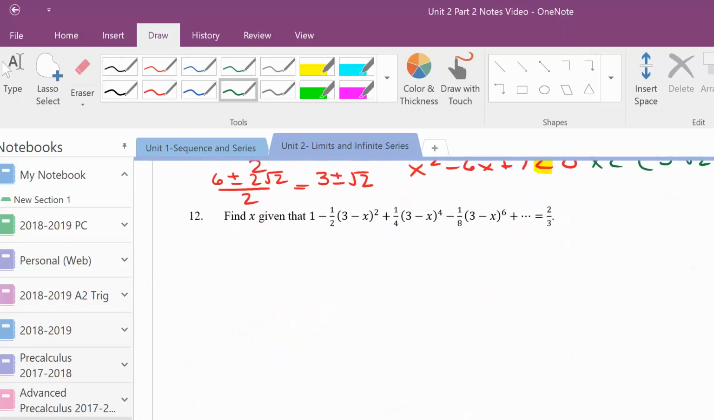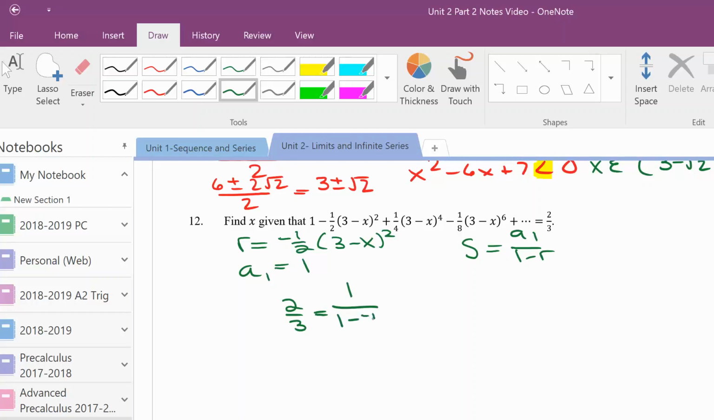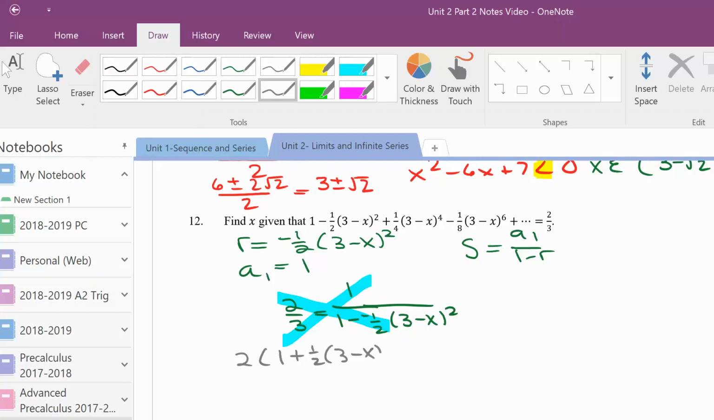All right, number 12, it says find x such that this sum is equal to 2/3. So the ratio is negative 1/2, 3 minus x squared. And the first term is equal to 1. So remember, the sum is equal to the first term over 1 minus the ratio. So it's going to be 2/3 is equal to 1 over 1 minus negative 1/2 times 3 minus x squared. So notice this is a proportion, so I can cross multiply. So I get 2 times 1 plus 1/2. I'll just put a plus there. Make that a positive. 3 minus x squared equals 3.